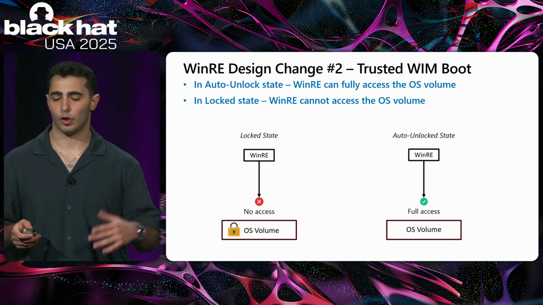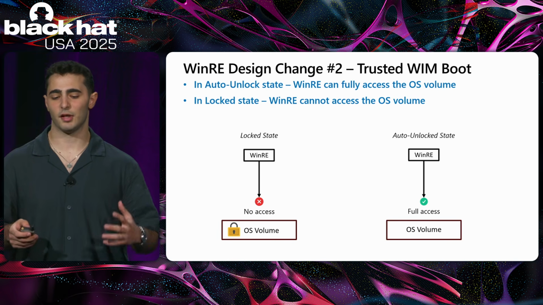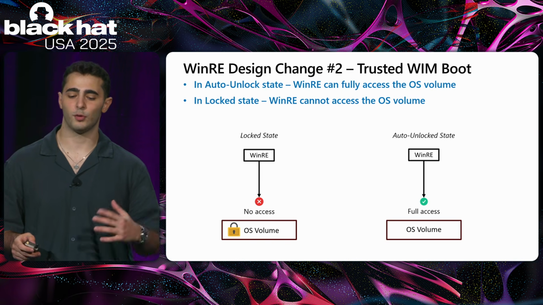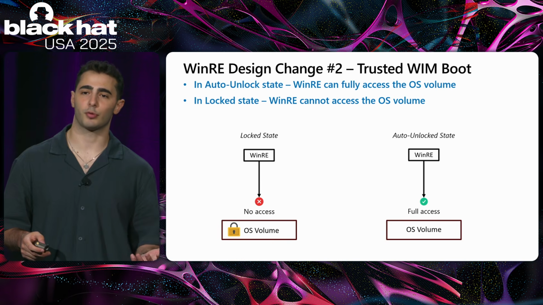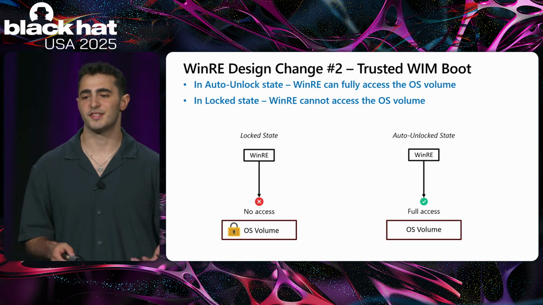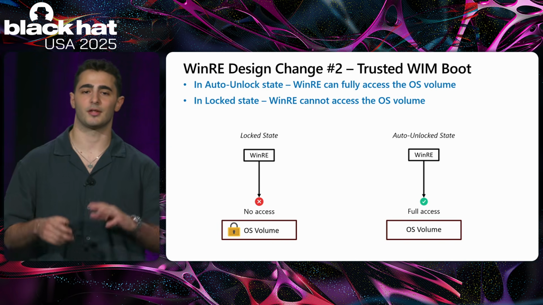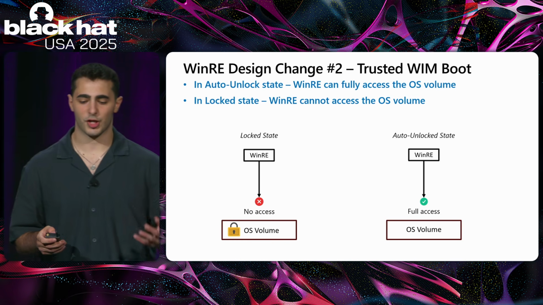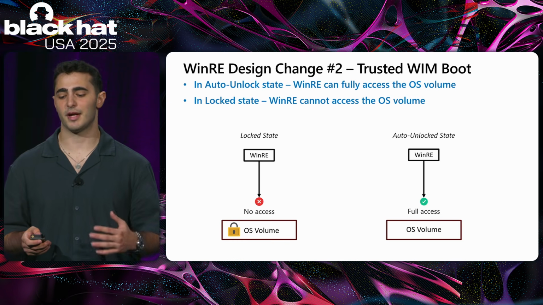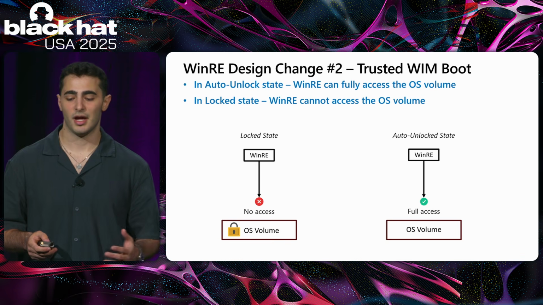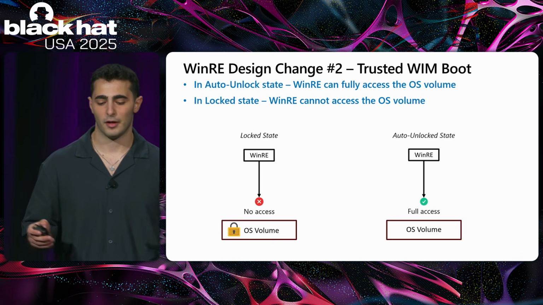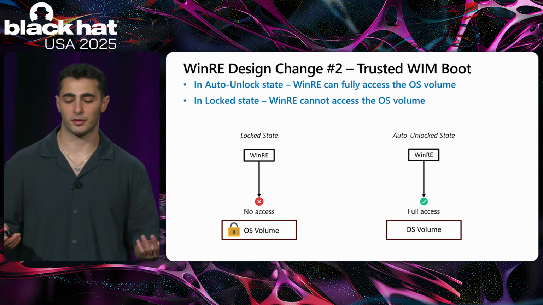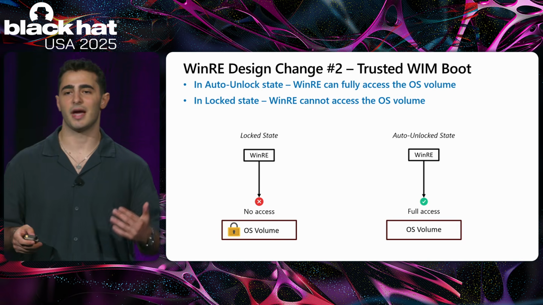Now, these two states, auto-unlocked and locked, define the level of access that WinRE has to the OS volume. In the auto-unlock state, WinRE has full access to the OS. It can perform recovery operations without any user intervention, whereas in the locked state, WinRE has no access at all to the OS volume. Now, this change, the introduction of Trusted WIM Boot, was necessary because WinRE now resides on an unprotected recovery volume, and it can no longer be blindly trusted. With Trusted WIM Boot, any unauthorized modification to WinRE.WIM, for example, by a physical attacker, breaks this trust, effectively blocking any tampering.